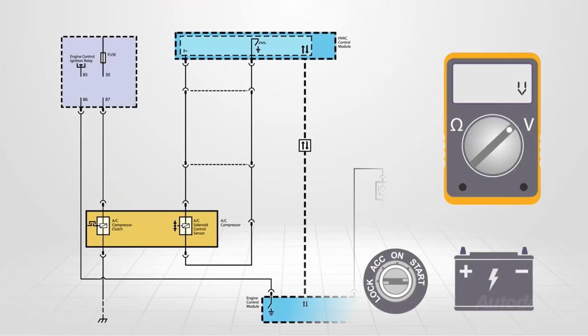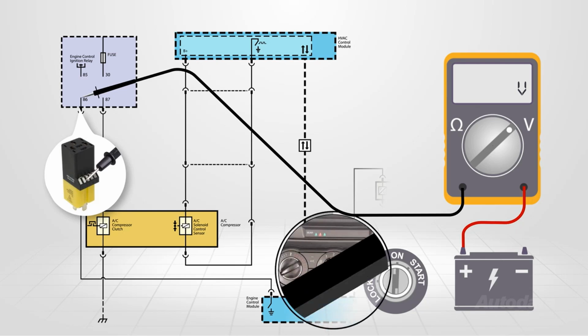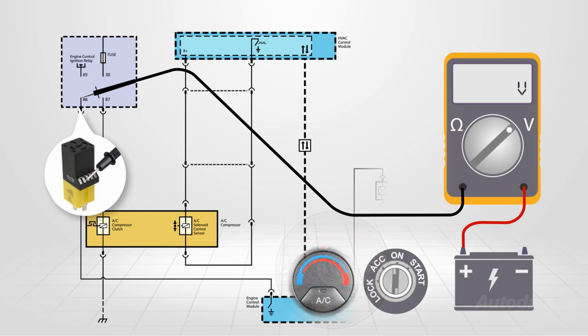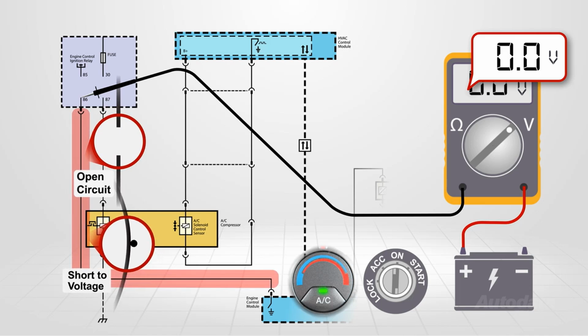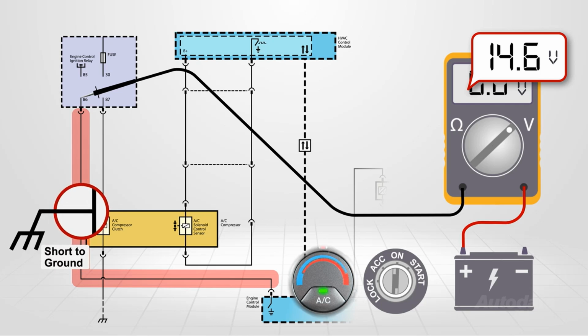Place the meter leads between battery positive and terminal 86 of the relay jumper. With a scan tool, or with the engine running and the HVAC controls, turn the AC on and off and watch the meter display. The meter should display battery voltage when the AC is requested on and drop to 0 volts when the AC is commanded off. If the meter displayed 0 volts, there may be an open or short to voltage within the circuit. If the meter displayed battery voltage at all times, there is a short to ground in the circuit.